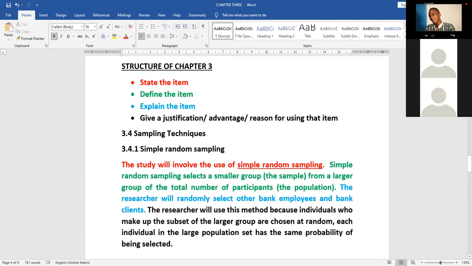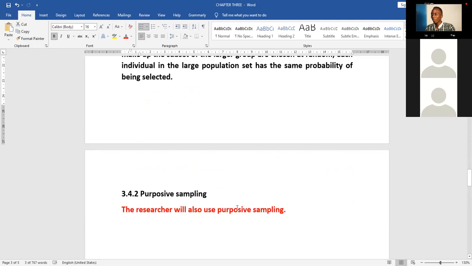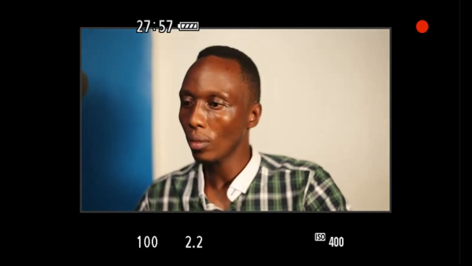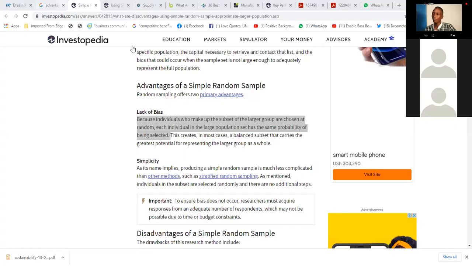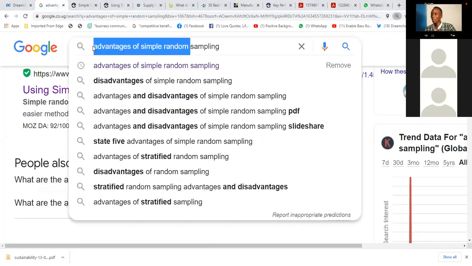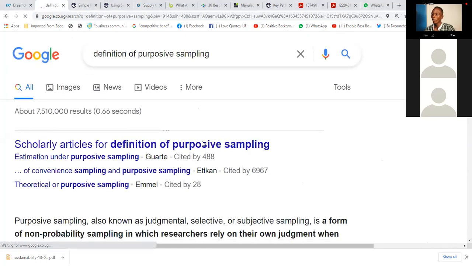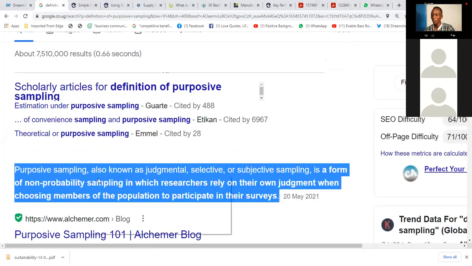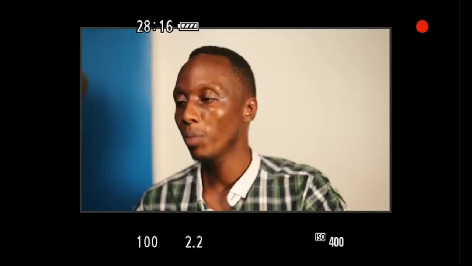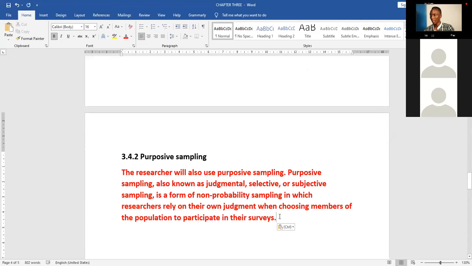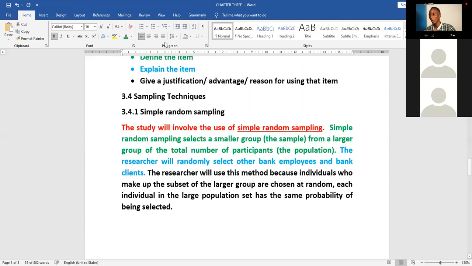Now, what is next? The next thing is defining the item. So we have to define what purposive sampling is. We're going to go to the internet again, and then we search for the definition of purposive sampling. Okay, just like this, and then we get the definition. If you want, you can as well take this one. It's the same definition. So copy that definition, come back to our work and paste it there. That means this is the definition and should be in color green.